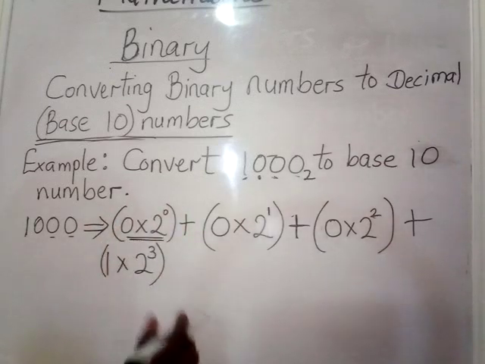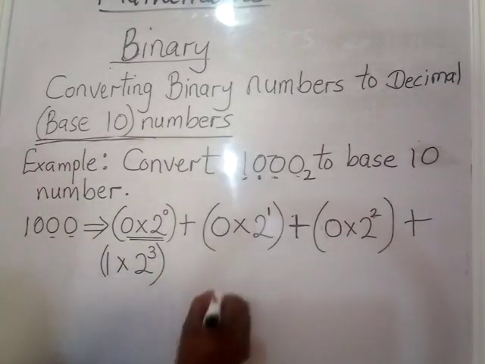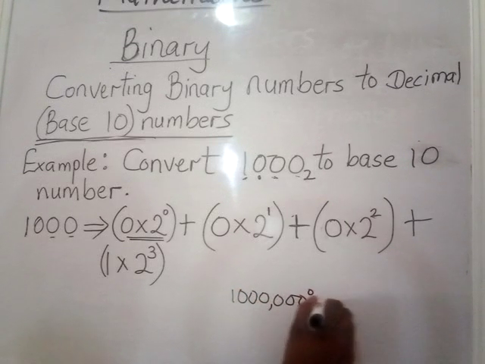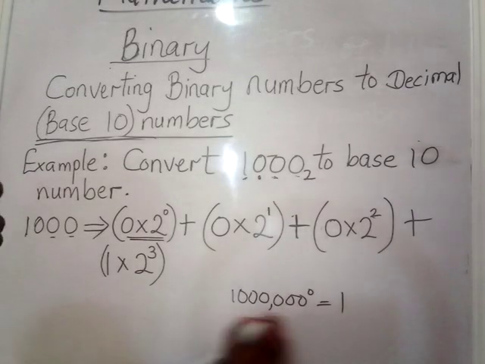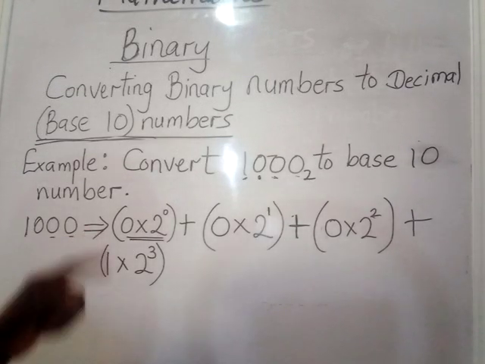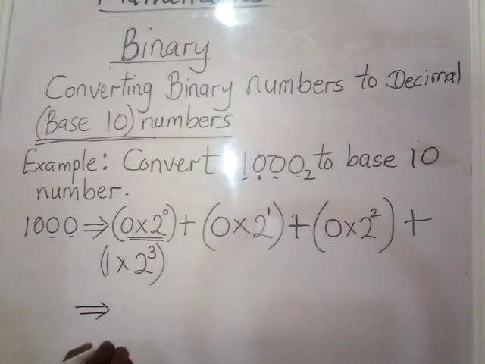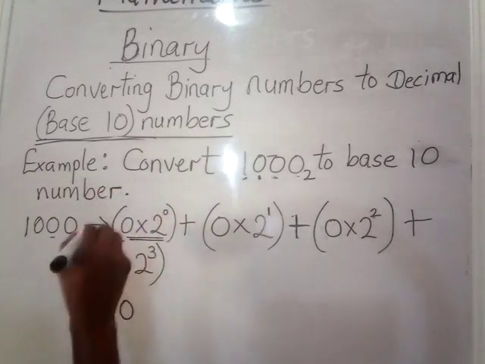Okay, so let's start with this first one. 0 times 2 raised to power 0. First, what is 2 raised to power 0? 2 raised to power 0 is the same as 1. Any number at all raised to the power of 0 is 1. Even if it is 1 million, you raise 1 million to the power of 0, it gives you 1. So 0 times 1 gives us 0. Any number multiplied by 0 is 0. So this whole thing in the first bracket here gives us 0.